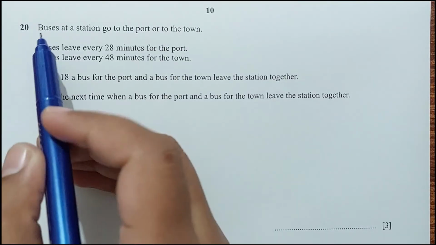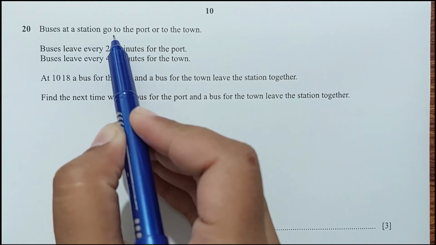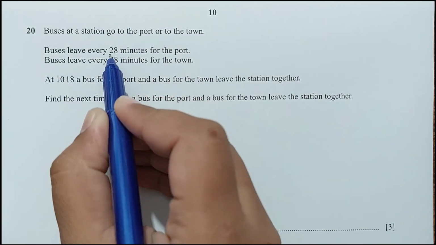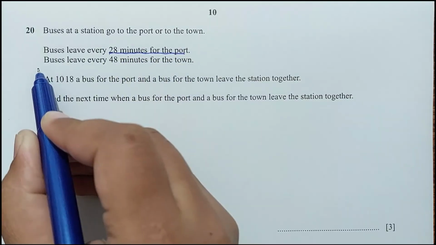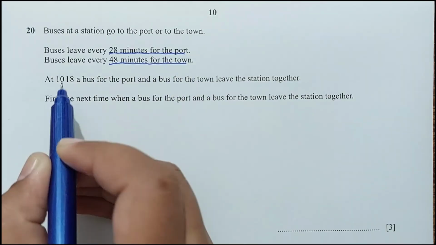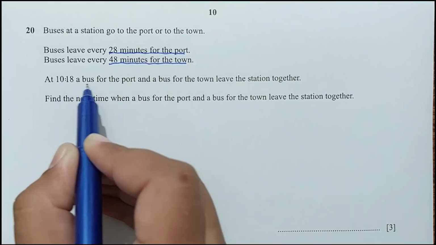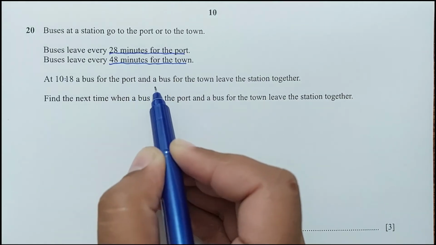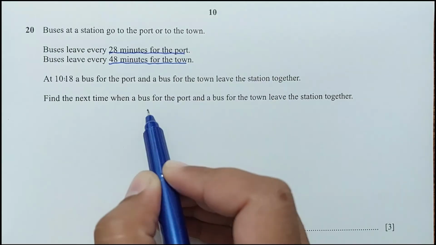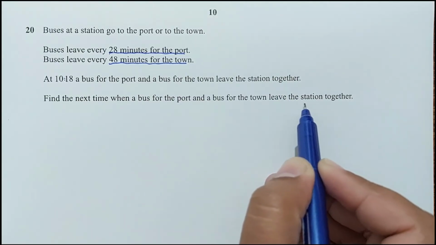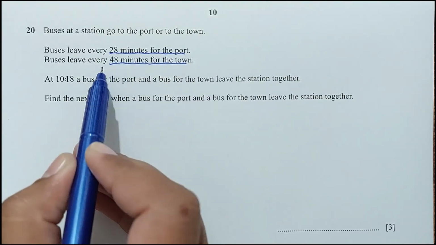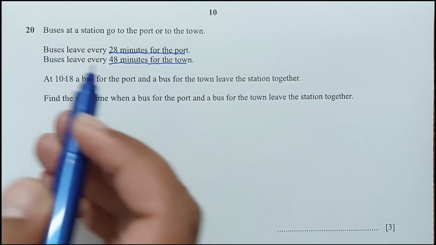Question number 20. Buses at a station go to the port or to the town. Buses leave every 28 minutes for the port, and buses leave every 48 minutes for the town. At 10:18, a bus for the port and a bus for the town leave the station together. Find the next time when a bus for the port and a bus for the town leave the station together, right? So here we have to find the prime factorization of 28 and 48 and find the LCM first.